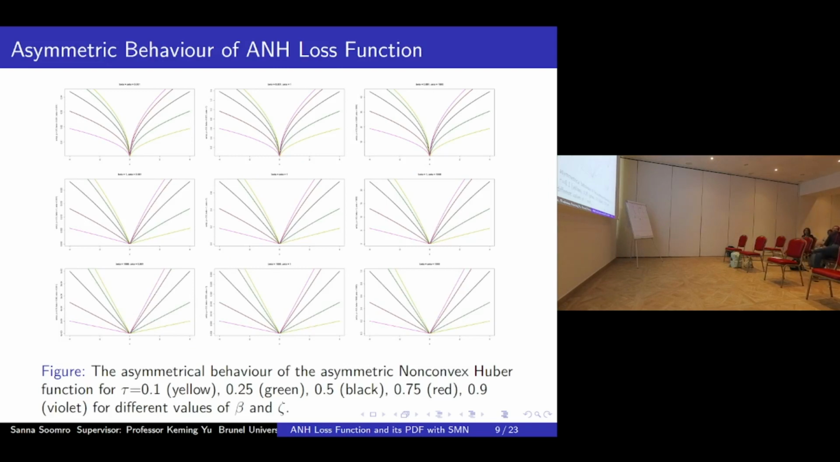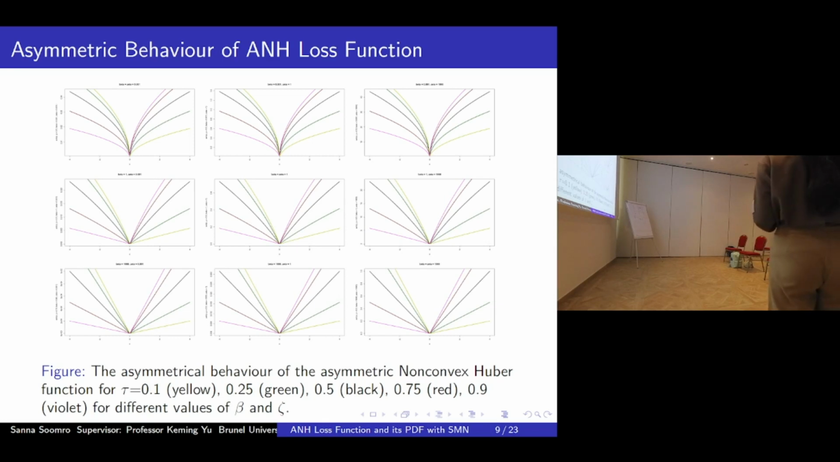Okay, so I just want to visualize what's happening in my loss function. In each plot, I have 5 curves which represent 5 different values of tau, and each plot gives different values of the beta and zeta hyperparameters. If we look at the first plot up here, the black curve, for tau equals 0.5, the median, the symmetric case, gives a shape similar to a square root shape for small values of beta and zeta.